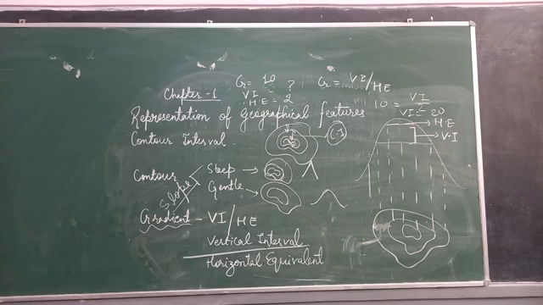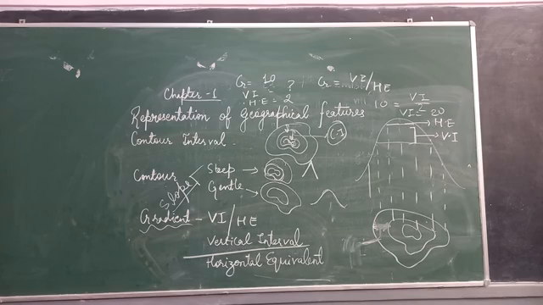Suppose the gradient given to you is 10 and you have to find out Vi, and He is given as 2. So G is equal to Vi upon He. You will put it in the formula: 10 is equal to Vi upon 2. So Vi is equal to 10 into 2, that is 20. So the meaning of gradient you understood. Gradient means slope and it is Vi, vertical interval, upon He, horizontal equivalent.